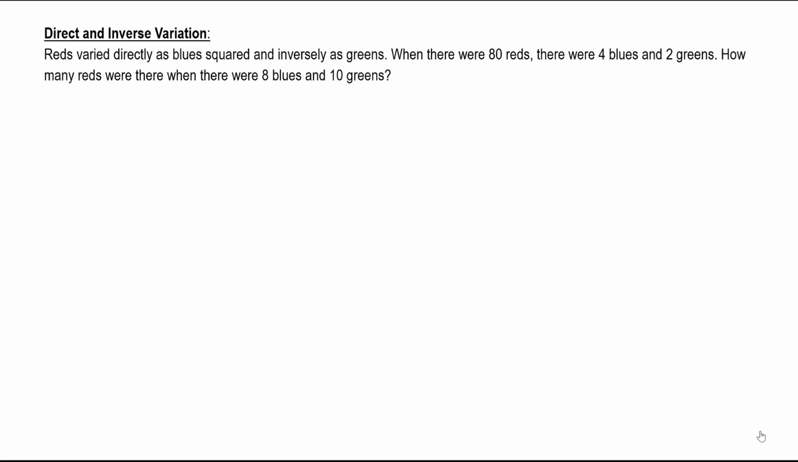Okay, this is direct and inverse variation. It says reds varied directly as blues squared and inversely as greens. When there were 80 reds, there were 4 blues and 2 greens. How many reds were there when there were 8 blues and 10 greens? There are 2 ways to do direct and inverse variation problems. There's a 2-step process.